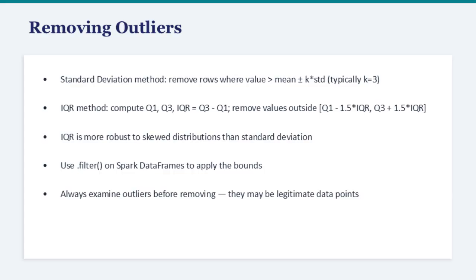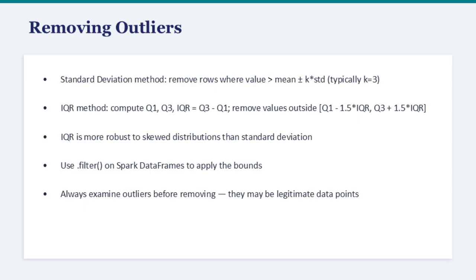The second is the interquartile range method, or IQR method, which is more robust. You compute the first quartile, that is the 25th percentile, then the third quartile, which is the 75th percentile, and your interquartile range, or IQR, equals Q3 minus Q1. Then you remove values which are below the first quartile minus 1.5 times IQR, or the values which are above the third quartile plus 1.5 times IQR.